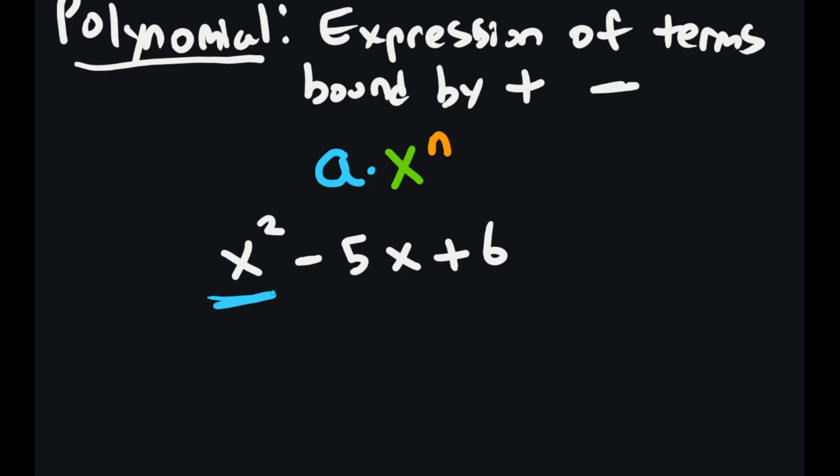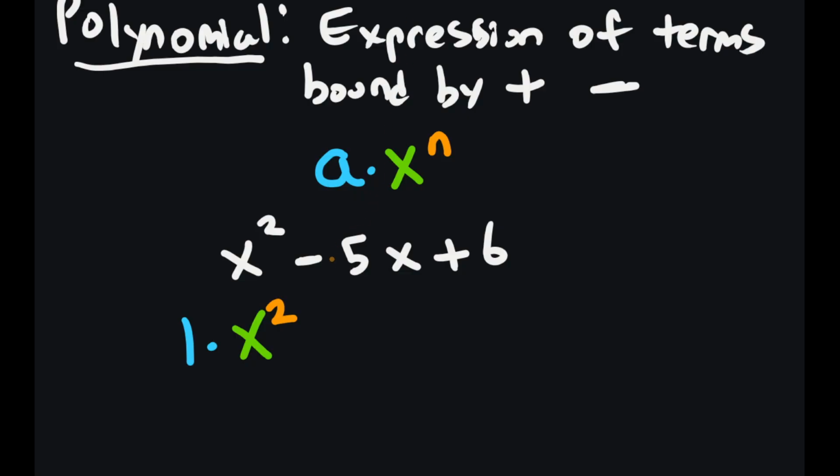Let's look at this first term right here, x squared. What exactly would the a be? Well, there's no number in front of it. Whenever there's no number in front of a term, that number is always 1, because 1 times any number is always itself. 1 times x squared is simply just x squared. So the a in this case would be 1. 1 times, let's write down the variable in green, x. And then, of course, the exponent right there is 2.